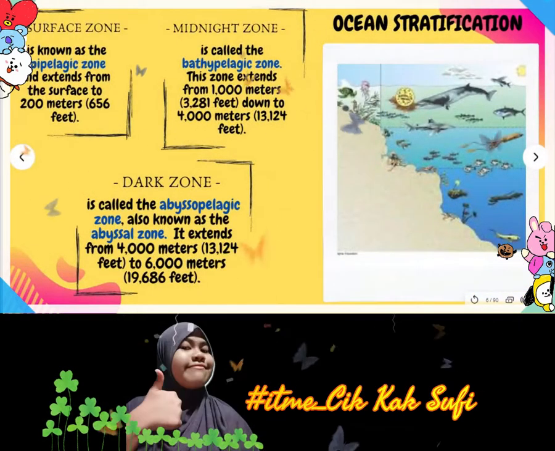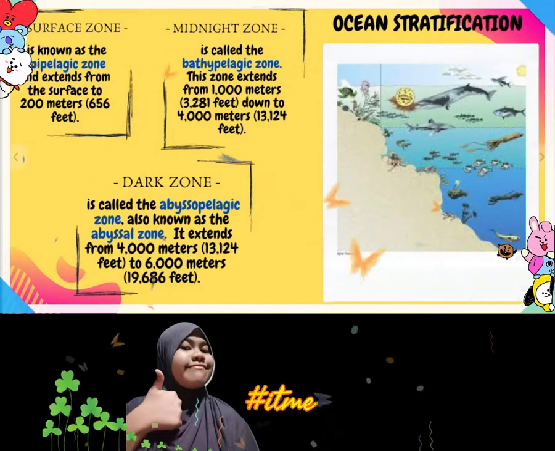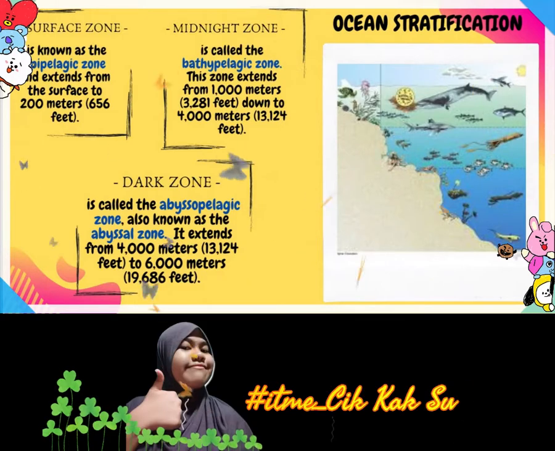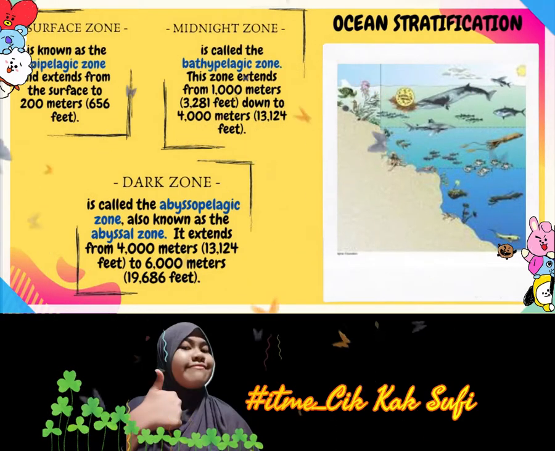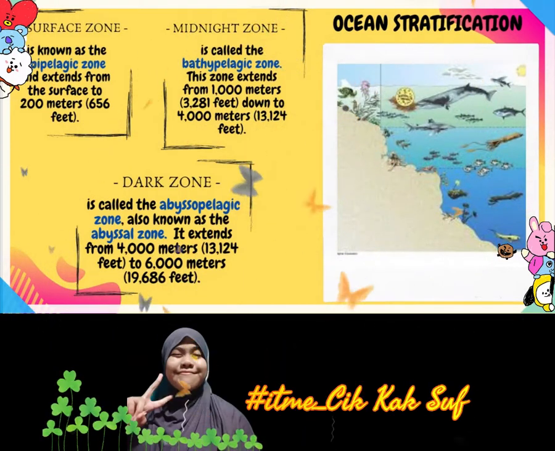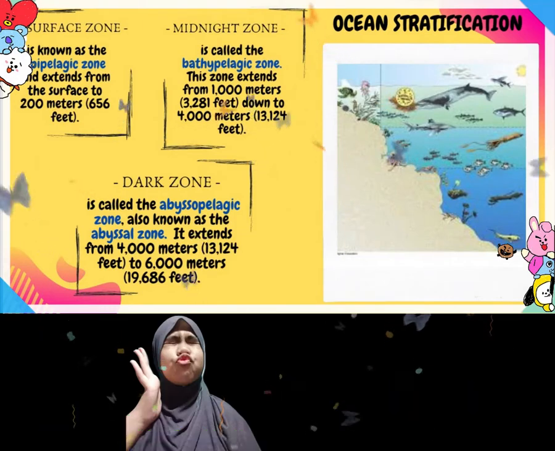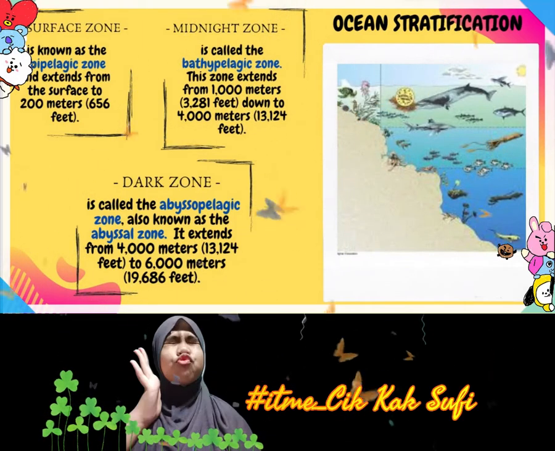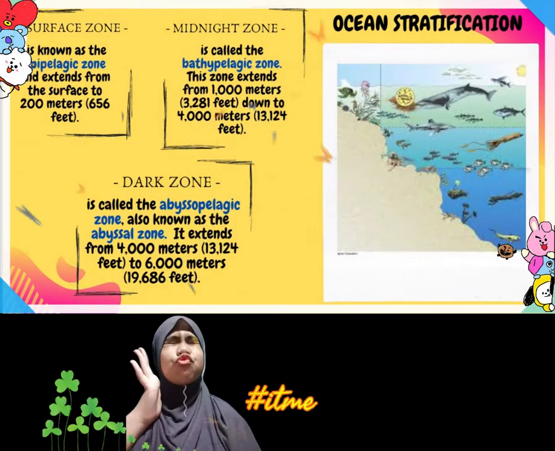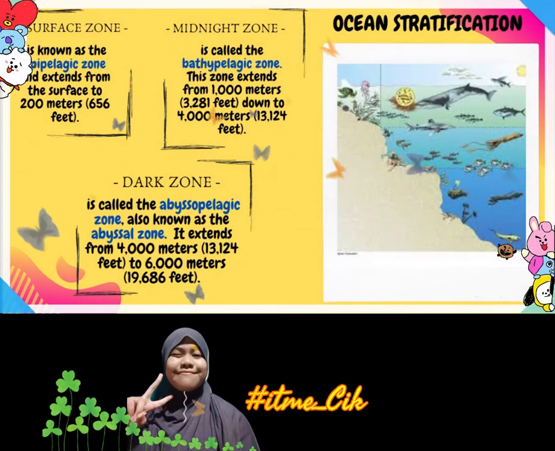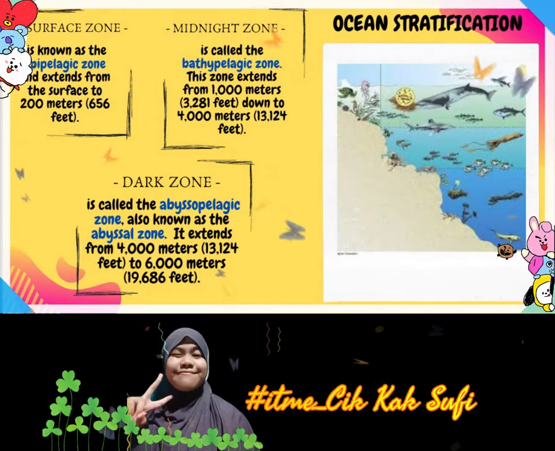So for this one, we're going to learn about ocean stratification. Number one is the surface zone. It's known as the epipelagic zone and extends from the surface to 200 meters, 656 feet. Surface zone allows the penetration of sunlight. Thus, this zone provides a natural habitat for aquatic plants.